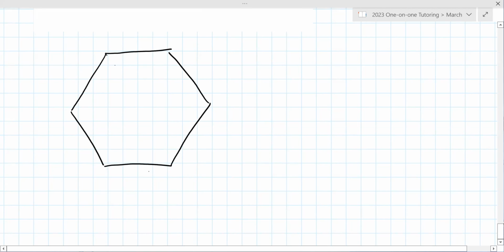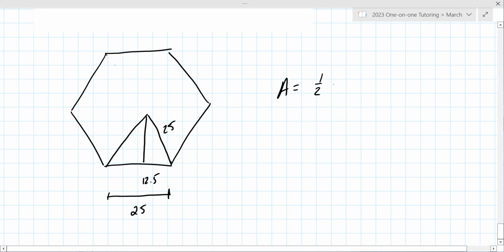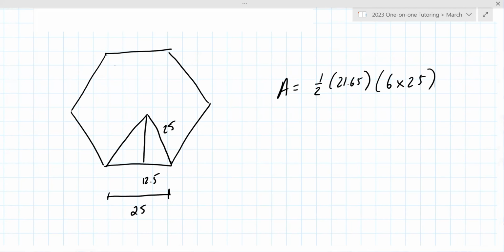All right, so the hexagon here: if the radius is truly 25, this is 12.5, and it actually means that this whole thing is 25. So that may be where the issue is. The area of the hexagon is 1/2 the apothem, which is 21.65, times the perimeter, which is 6 times 25. So let's do that calculation one more time.